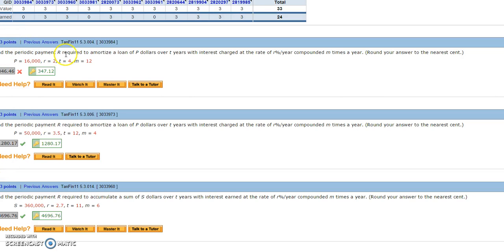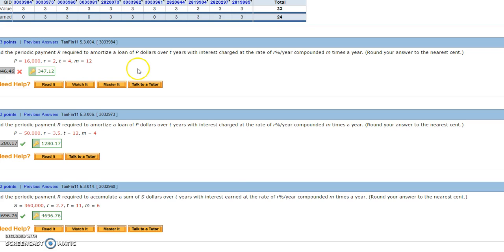Okay, so I'm going to do problem 1 here. Find the periodic payment R required to amortize a loan of P dollars over T years with interest charged at a rate of R% per year, compounded M times a year. So P is 16,000, R is 2, or 2%, T is 4, and M is 12.